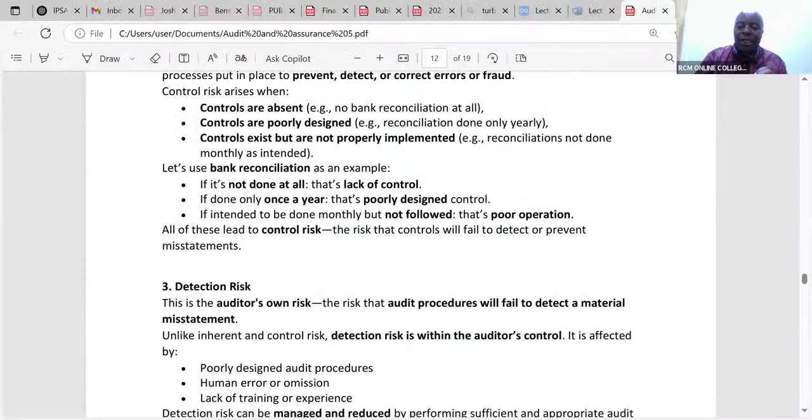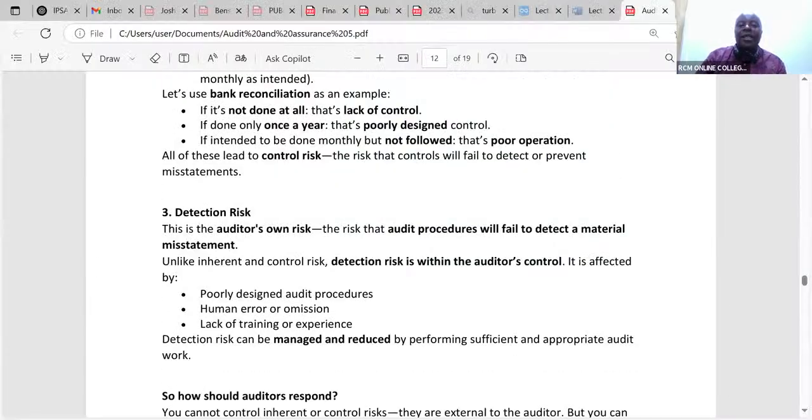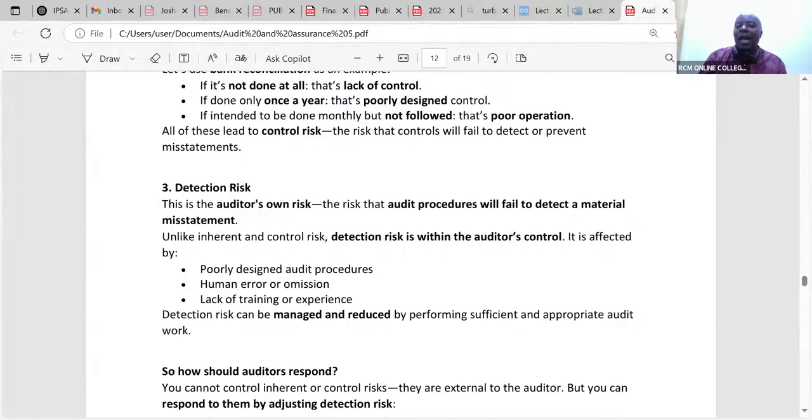Now, detection risk. This is the auditor's own risk. The risk that audit procedures will fail to detect a material misstatement. Unlike inherent and control risk, detection risk is within the auditor's control. It is affected by poorly designed audit procedures, human error or omission, and lack of training or experience on the part of the auditor.